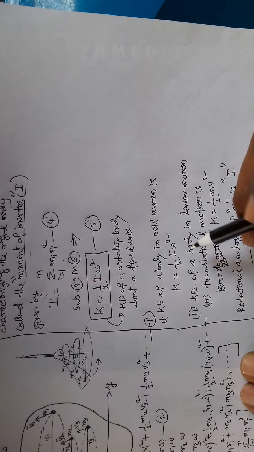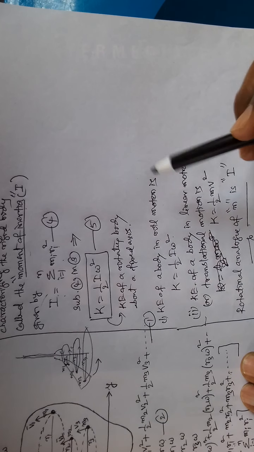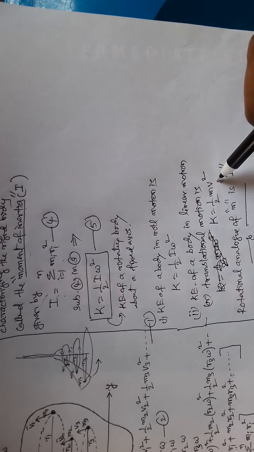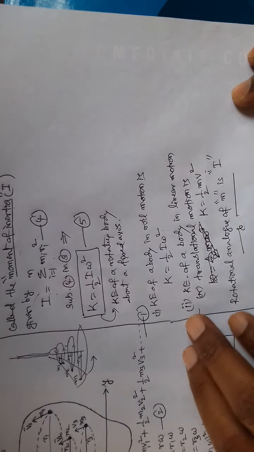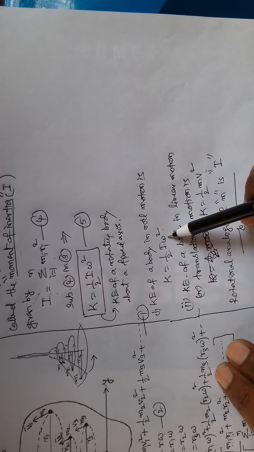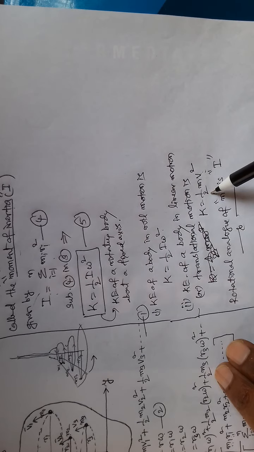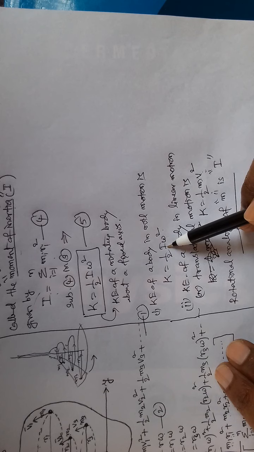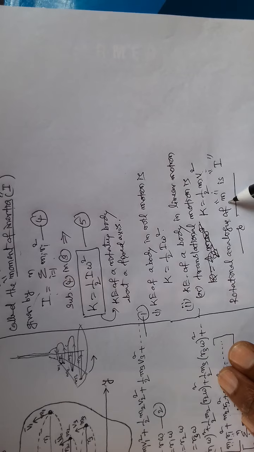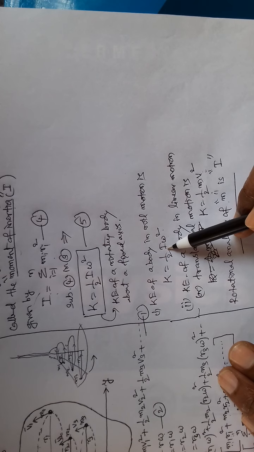If we compare the kinetic energy of a rotating body and the kinetic energy of a body in linear motion, for linear motion linear velocity came, for rotational motion angular velocity came, and one by two is common. Here in place of mass, the I value came, where I is the moment of inertia. So we can say the rotational analog of mass is moment of inertia.